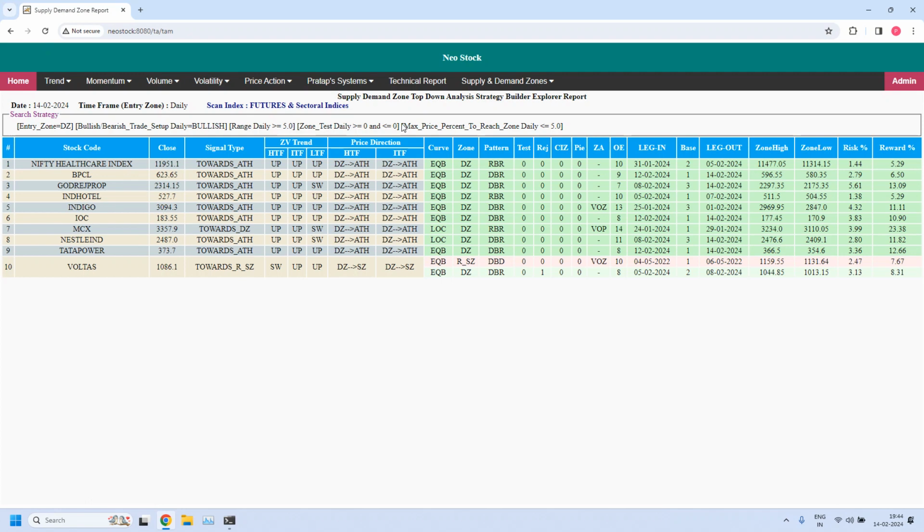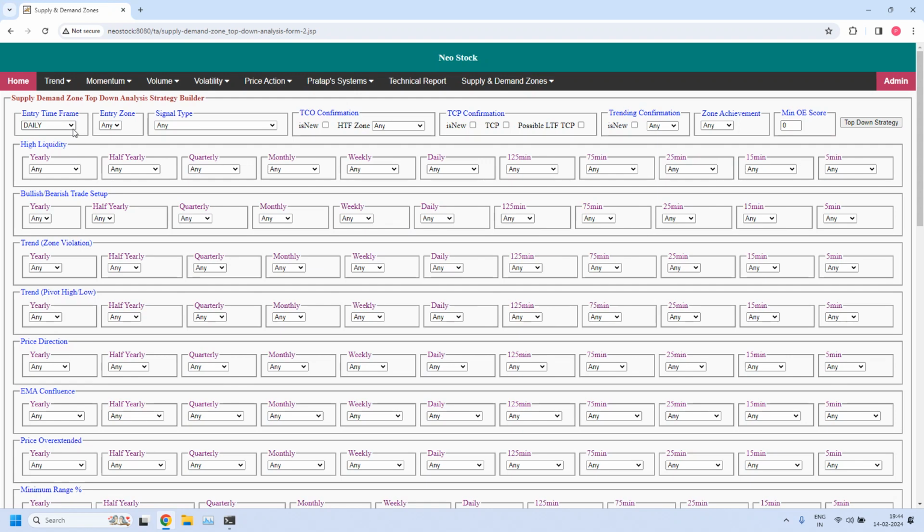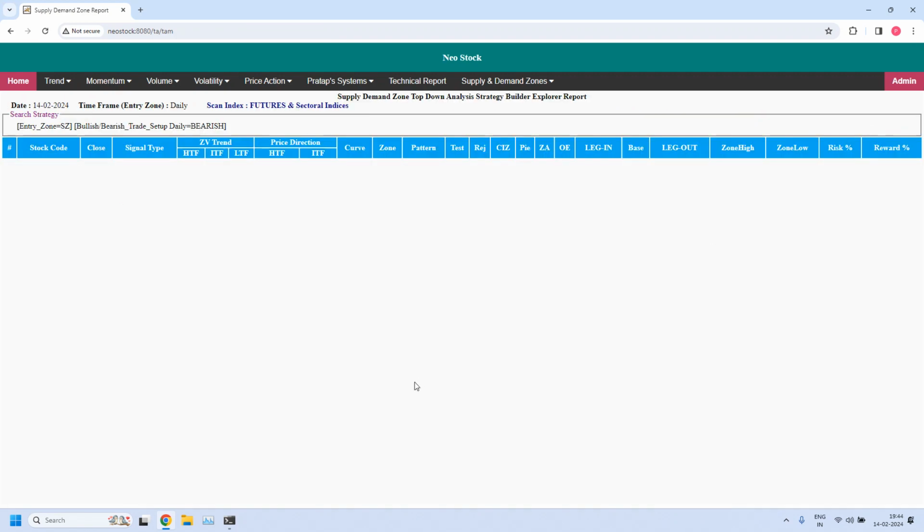Now let us generate the bearish trade setup. Yesterday we didn't get any stocks from the bearish trade setup. Let us check if we get anything today. So the entry time frame is daily, for monthly income trade, bearish trade setup. Because it is a bearish trade setup, for entry zone let us select supply zone. In the bullish or bearish trade setup parameter, on the daily time frame, this time we will select bearish. Now let us generate. No stocks. Even today we did not find any stocks related to the bearish trade setup. It is mainly because most of the stocks are at all-time high.